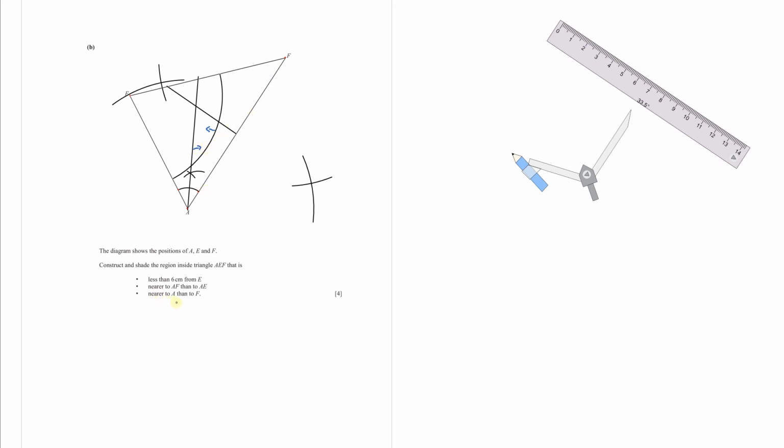And then nearer to A than to F. So this is your line bisector of AF. So all the points on this line are equidistant from A and from F. So anything towards this side of this line bisector will be closer to A. So this is the region that you get. So all the points in this region will satisfy all these three conditions. So this is the region that you need to shade like this.